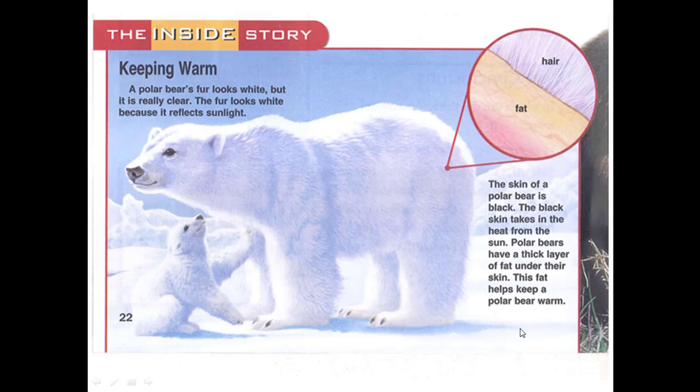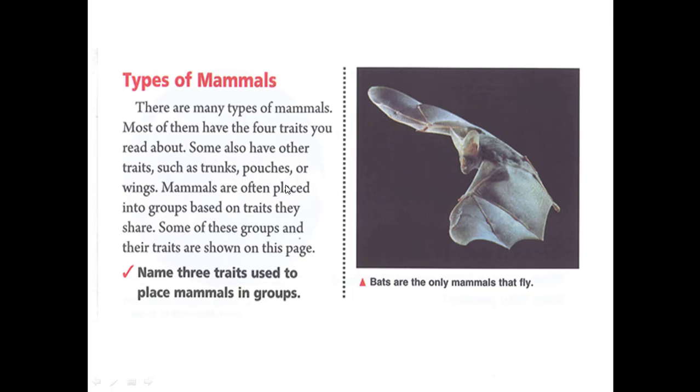Okay, and this one is a bear. Bear is a mammal too and lives as a polar. And mammals like what? Like a bat. Bats are the only mammals that can fly. Types of mammals. There are many types of mammals. Most of them have the 4 traits you read about, and some also have other traits such as trunks, spots, or wings. And mammals are often placed into groups based on traits they share, and some of these groups and their traits are shown on this page.